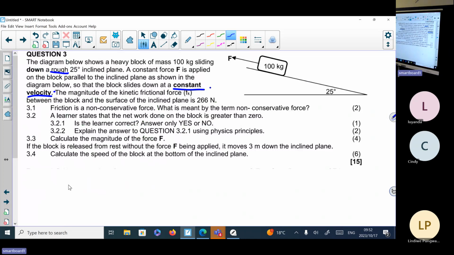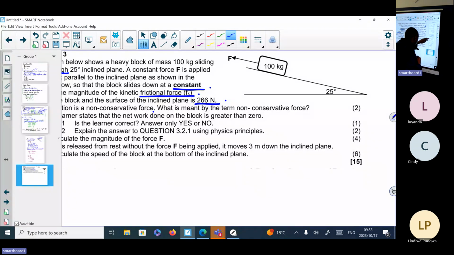The magnitude of the kinetic frictional force between the block and the surface is 266 newtons. That's a frictional force. So before we go on, question 3.1, I think you can start to see the patterns now. Question 3.1 is similar to question 2.2 because they speak about friction as a non-conservative force. What is meant by the term non-conservative force? We already have encountered a similar question previously.